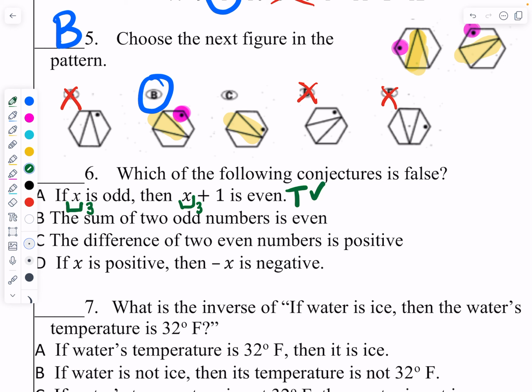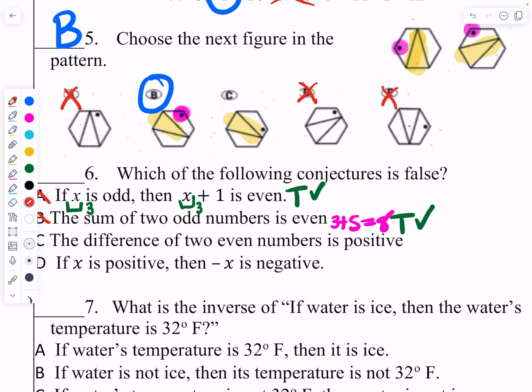The sum of 2 odd numbers is even. Well, let's just test it out. 2 odd numbers, and we want to add them together. So like 3 plus 5. What is 3 plus 5? That is 8. So that is also true. We could test this multiple times, so that's also going to be true. So we know it's not going to be either of those. So I'm going to cross those out as I go. It's not A, it's not B.